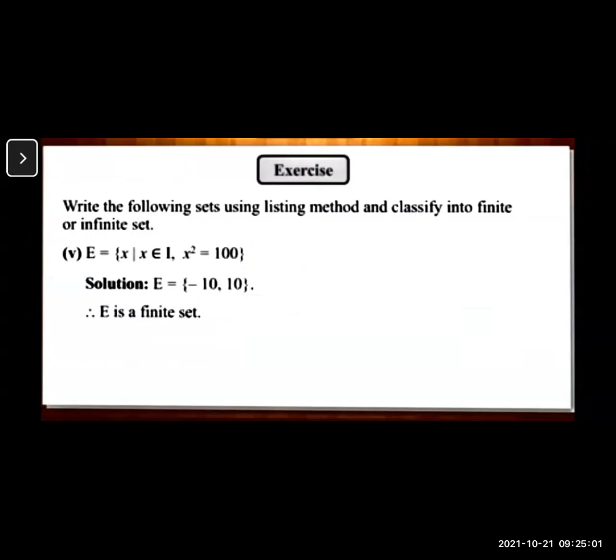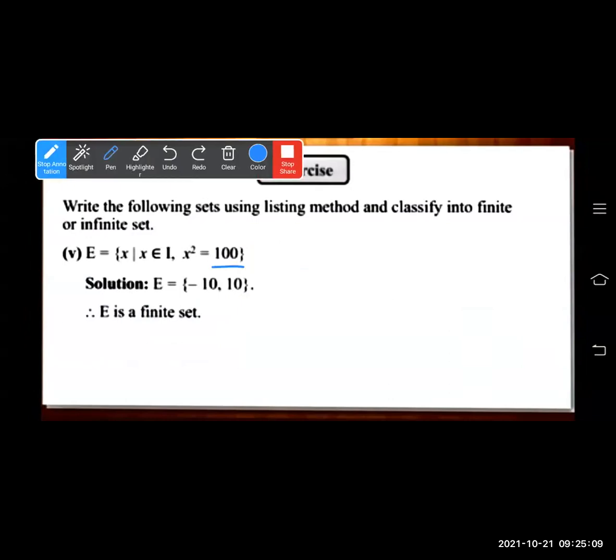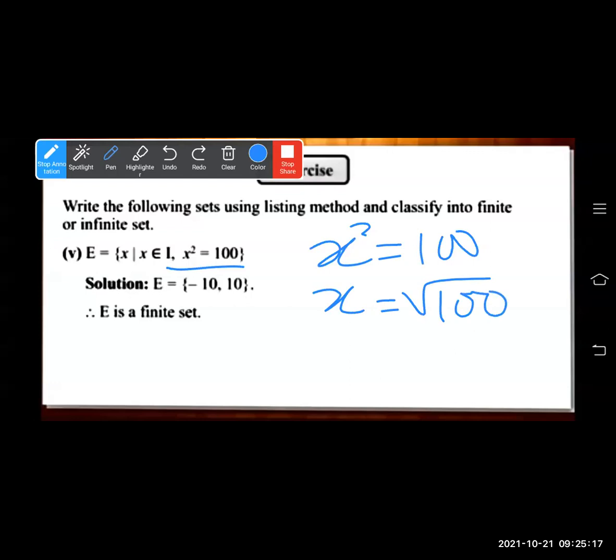E is equal to the set of all x such that x belongs to integers and x square is equal to 100. So x square is equal to 100. First we have to solve this equation. Taking square root on both sides, we get x is equal to square root of 100. Therefore, the value of x is equal to plus or minus 10. When you are solving the equation, the square root will be minus 10 and plus 10. So E is equal to minus 10, 10. This list is finite because the elements can be counted and are limited. Therefore, the set E is a finite set.